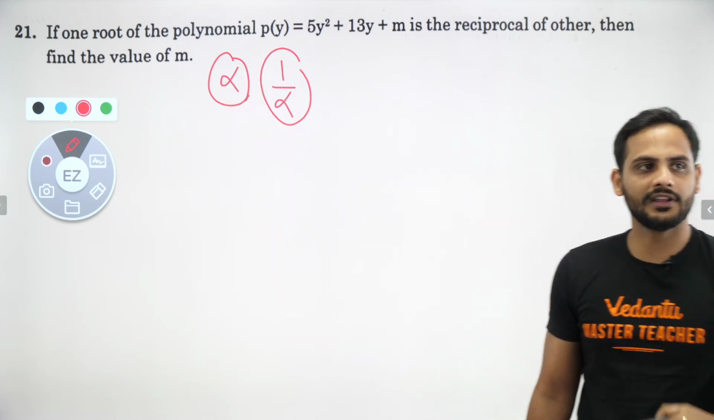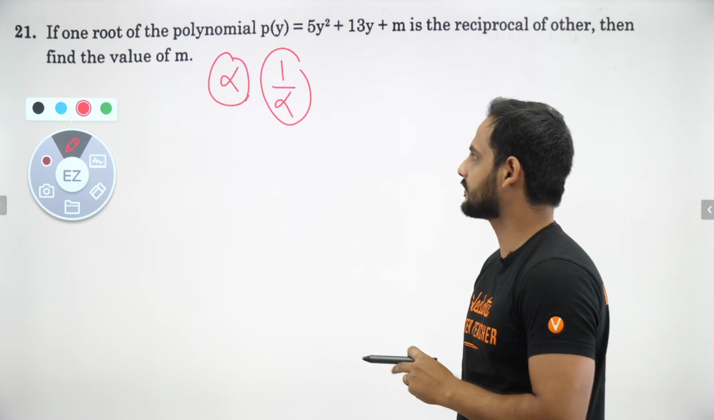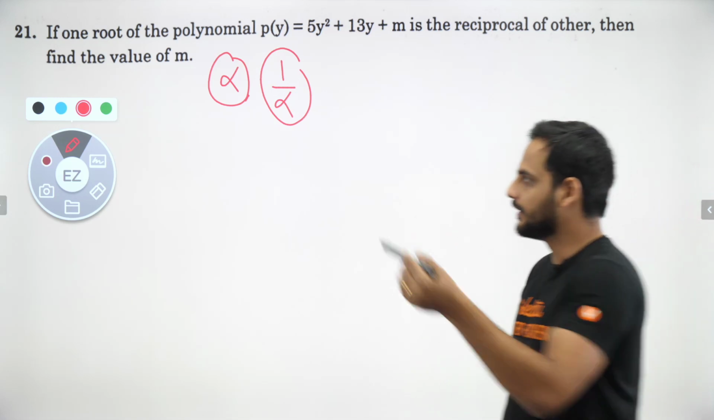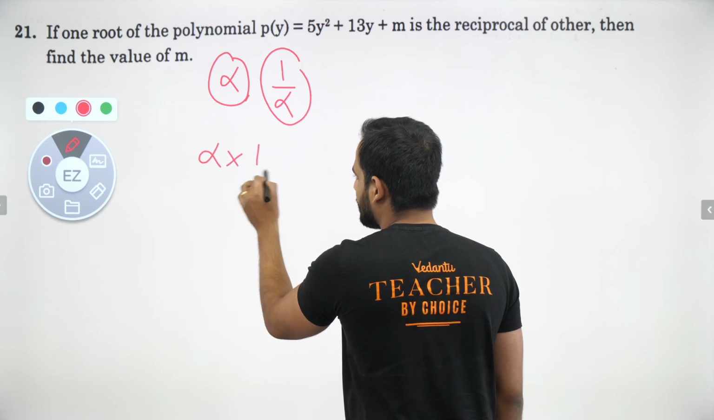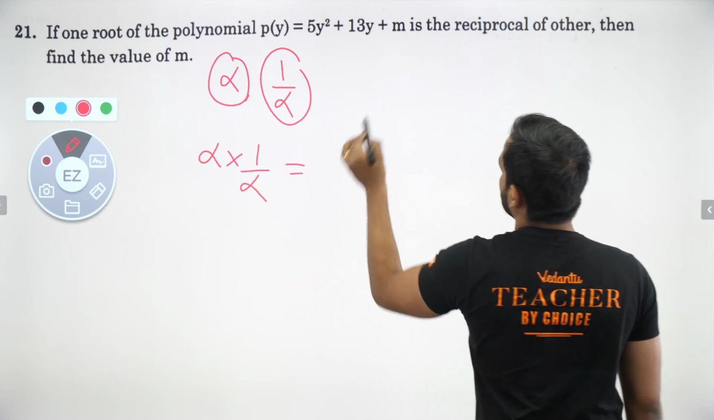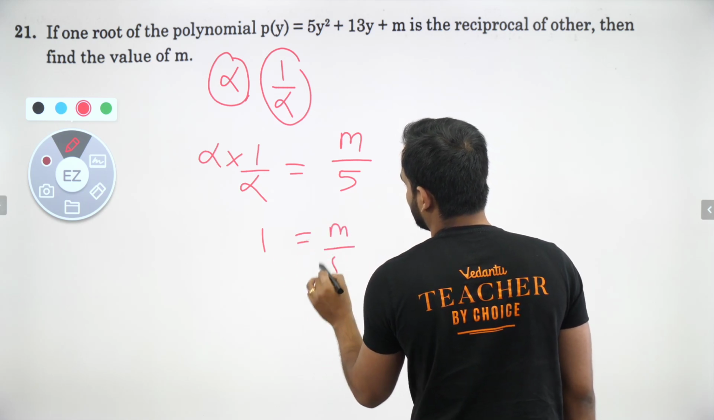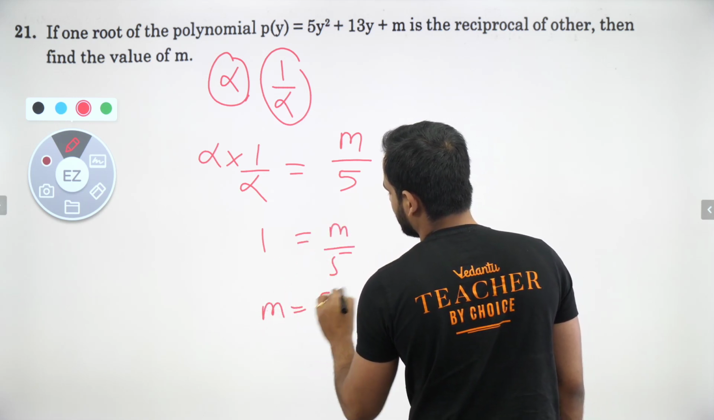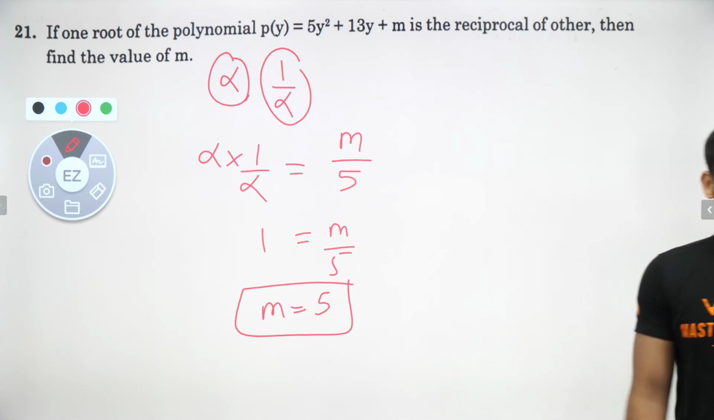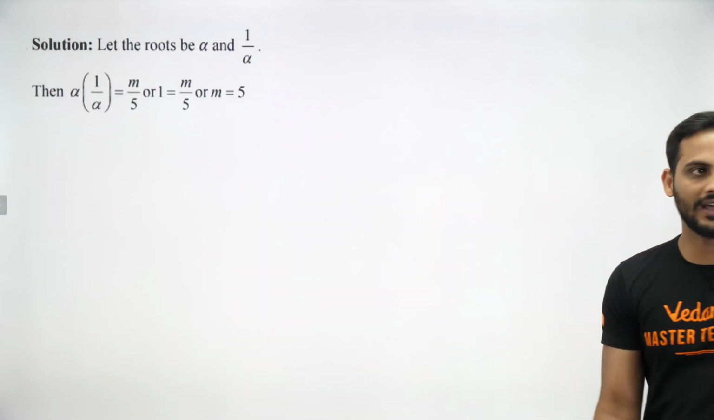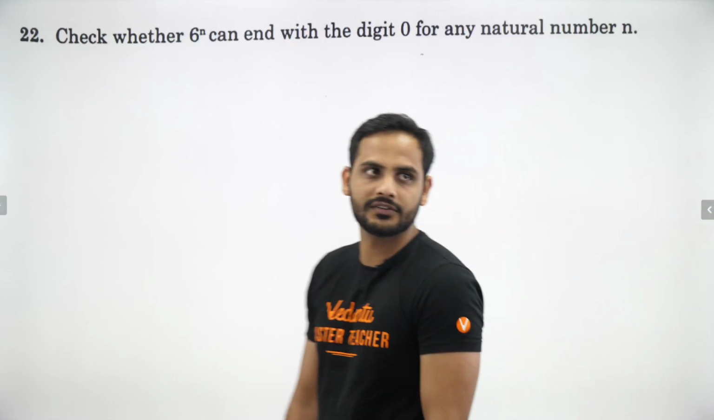And the most important thing here, if you remember, we have solved it in the previous classes also, but if I multiply them, alpha will get cancelled. So product of roots, alpha into 1 by alpha is equal to constant term m divided by 5. So 1 is equal to m by 5, मतलब m क्या है अपना 5, खत्म, देख लो. Is it clear? Very good, शाबाश, awesome. So m is equal to 5 is going to be your answer. Let's move to the next question.